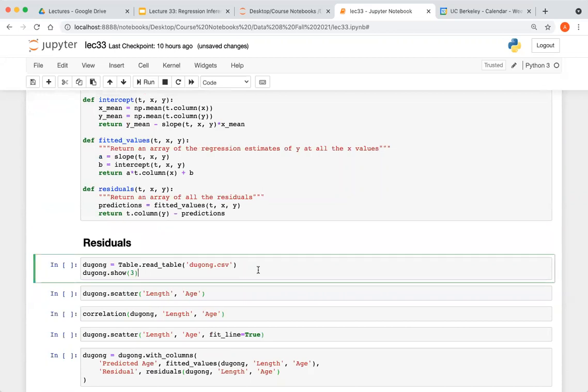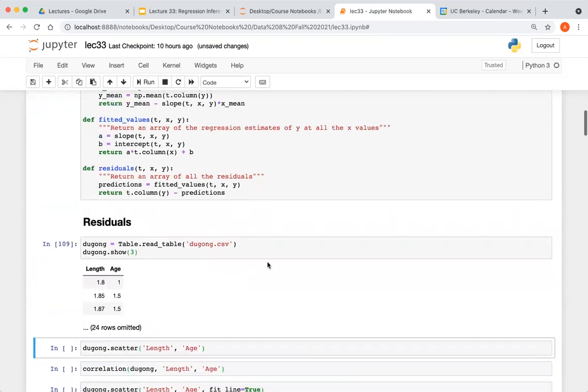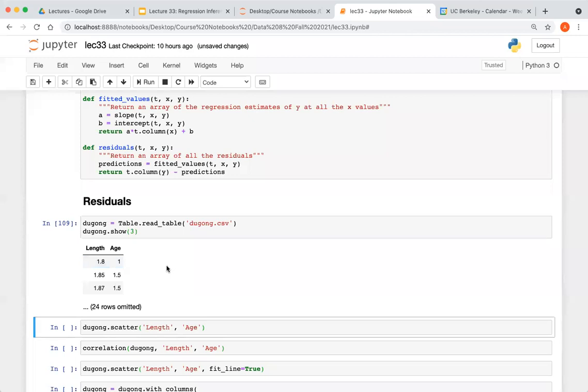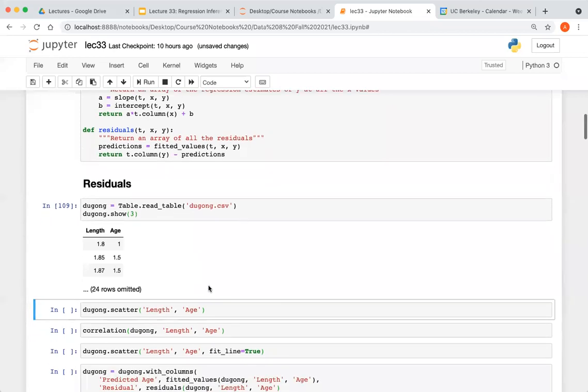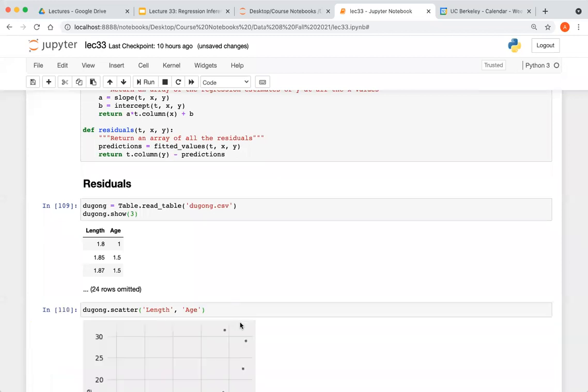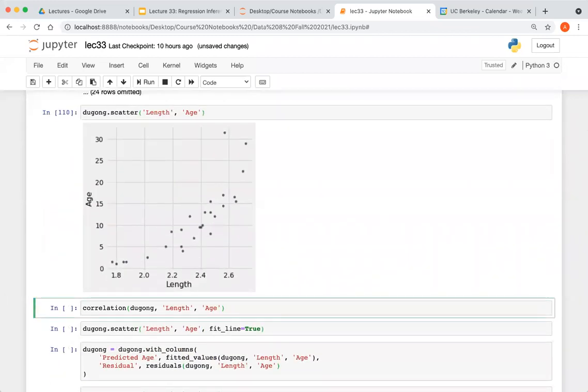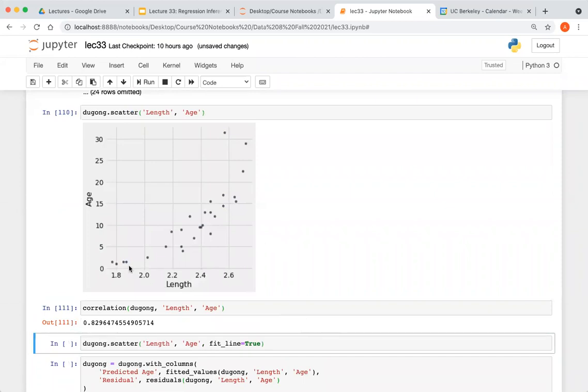I'm going to remind you of a data set we had last time about this lovely animal called the dugong. The goal here is to use the length as a predictor of the age, partly because it is much easier to measure the length of a dugong than to ask it what its birthday was to find out how old it is. Our scatter diagram showed a positive correlation. 0.83 is quite a large correlation, but there's a clear curve.